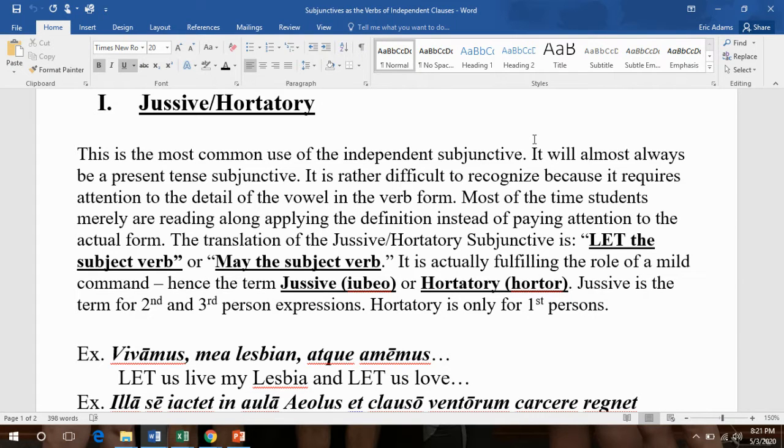Now, both the word jussive and hortatory come from Latin words. Jussive comes from iubeo, iubere, iussi. Hortatory comes from hortor, hortari. And it's essentially when the subjunctive verb is functioning kind of like an imperative. And the translation, as you can see here, would be let the subject verb, let me verb if it's first person, let us verb if it's first person plural, or you could also say may the subject verb. And of course, it is a light version of an imperative. So when you say, let's go to the lunchroom, you're saying essentially to the people, go to the lunchroom. But let us is a lighter way of saying it. And that's what the subjunctive does.